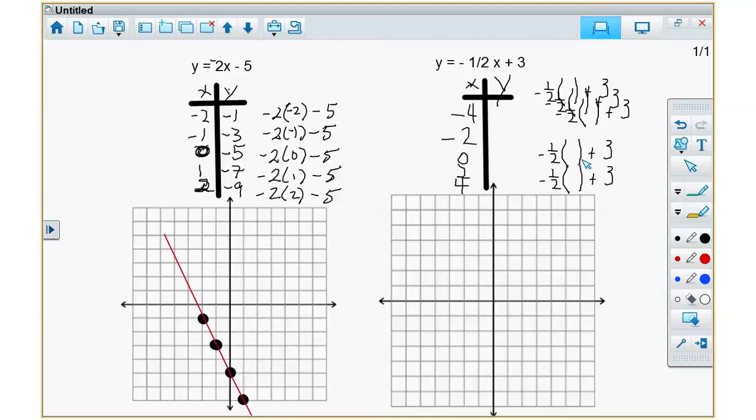Y'all are impressed, aren't you? Go buy myself a McDonald's milkshake after this. I was able to duplicate. There we go. And we plug in a negative 4/1.